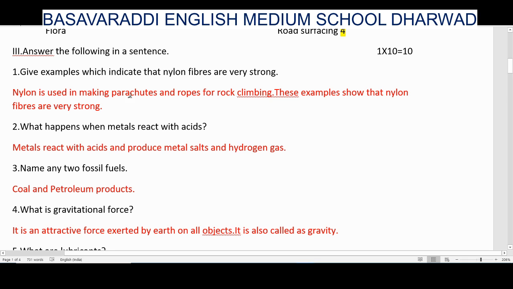Give examples which indicate that nylon fibers are very strong. Nylon is a synthetic fiber. It is synthesized and does not occur naturally. Nylon is used in making parachutes and ropes for rock climbing. So these two examples show that nylon fibers are very strong. This is the answer.